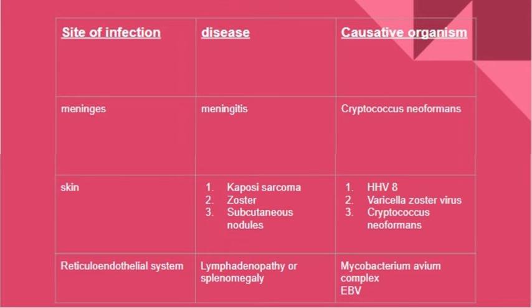Skin. First disease is Kaposi sarcoma. Kaposi sarcoma is caused by human herpes virus 8. Second, zoster, caused by varicella zoster virus. Third, subcutaneous nodules, caused by Cryptococcus neoformans that cause meningitis. The next site is the reticuloendothelial system, and the disease is lymphadenopathy or splenomegaly. It is caused by Mycobacterium avium complex or Epstein-Barr virus.